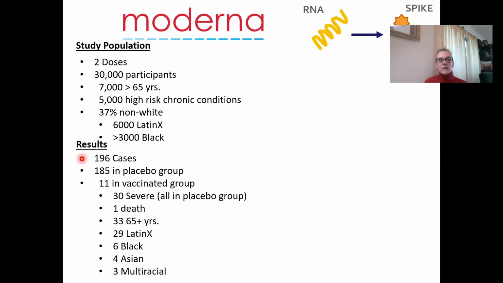In their case, their interim results had 196 COVID-19 cases. 185 of them were in the unvaccinated or placebo group, and 11 in the vaccinated group. They had 30 severe cases and 1 death, but that was all in the placebo group. And this is just a distribution of some of those cases. So if you look at the vaccine efficacy, it's 94.1%.